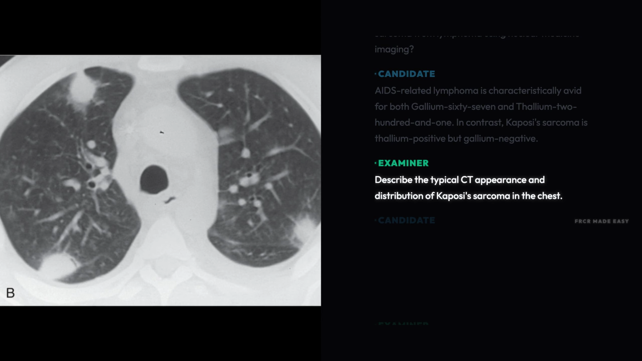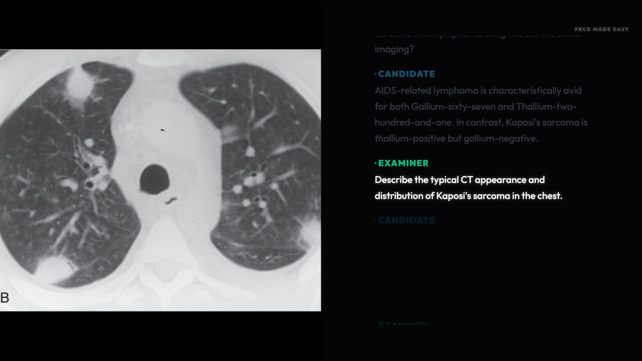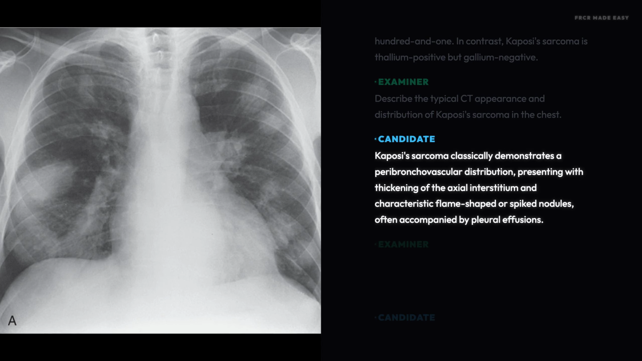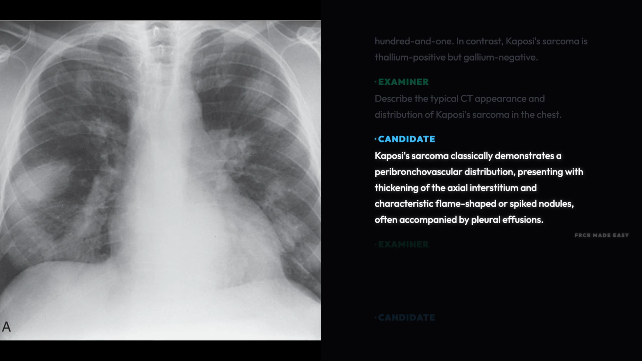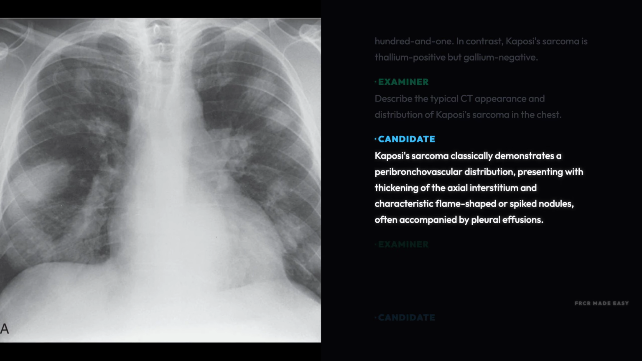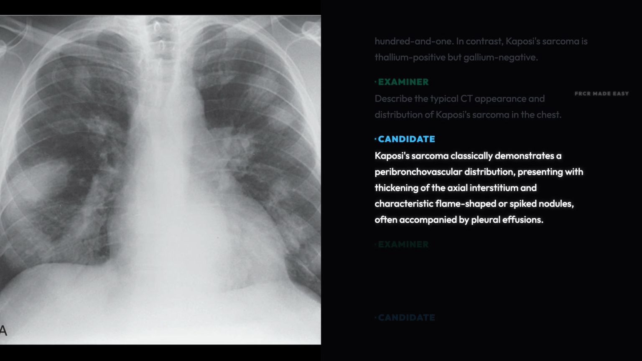Describe the typical computed tomography appearance and distribution of Kaposi's sarcoma in the chest. Kaposi's sarcoma classically demonstrates a parabronchovascular distribution, presenting with thickening of the axial interstitium and characteristic flame-shaped or spiked nodules, often accompanied by pleural effusions.